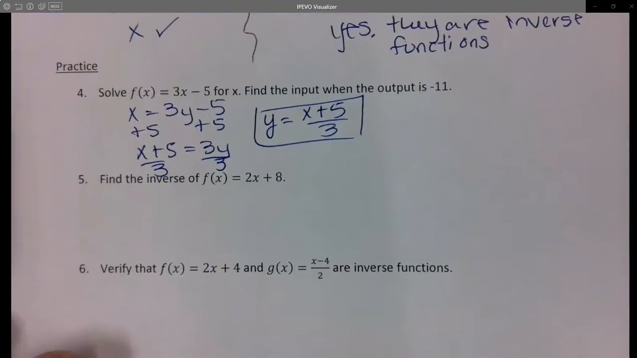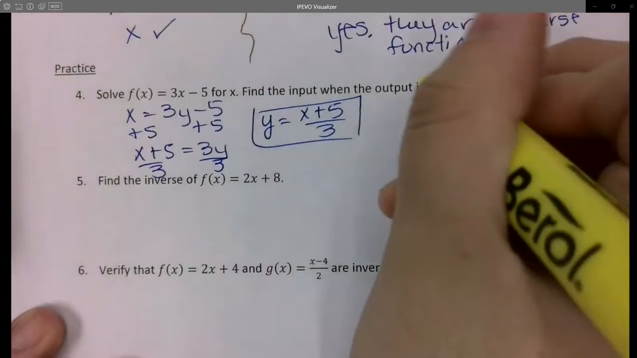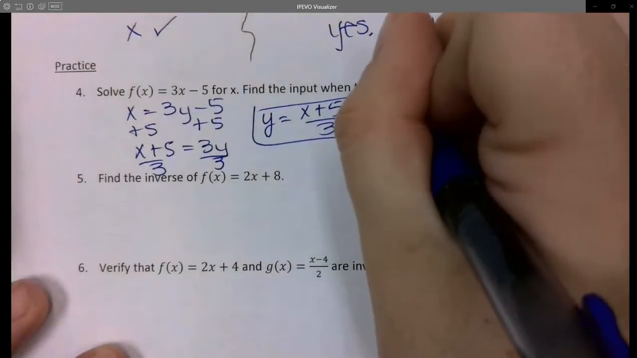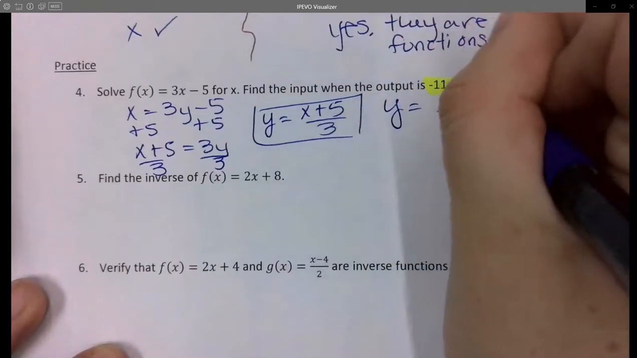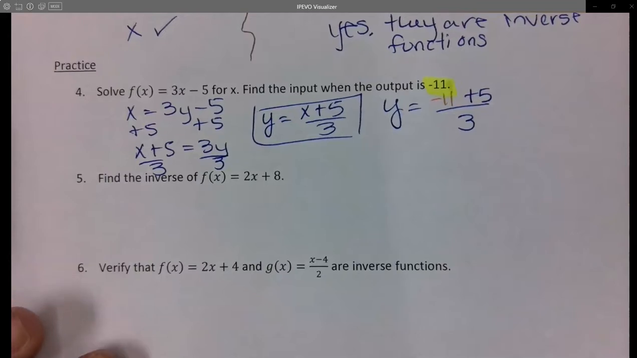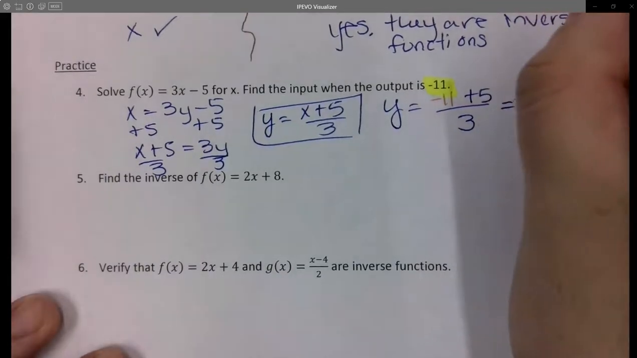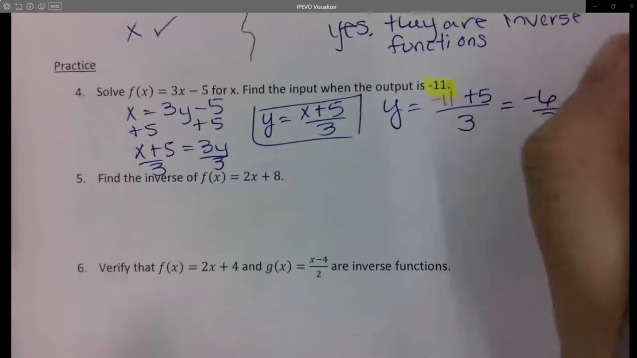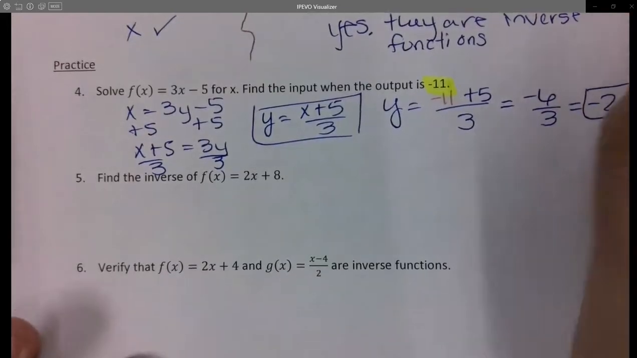Then it wants me to plug in negative 11. Negative 11 plus 5 is negative 6. And then negative 6 divided by 3 is negative 2.